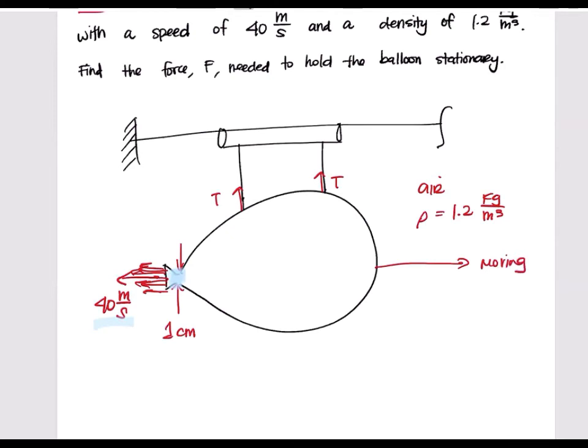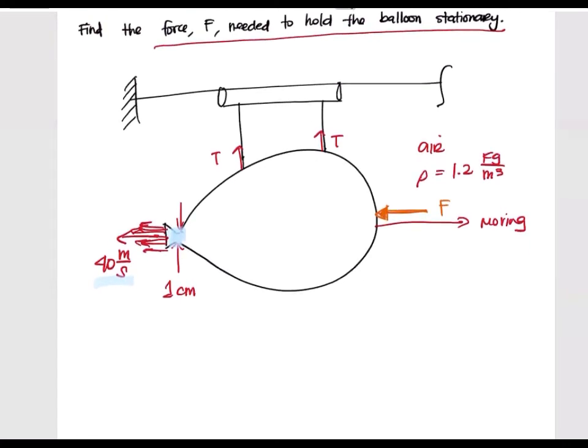So the question says, find the force needed to hold the balloon stationary. So logically, if the balloon's trying to move to the right, you need to have a force acting against the movement that is going to the left. Okay, does this make sense? And if you can't visually see it, because it's on paper, just make a guess. If your guess is wrong, that's okay. The answer will just come out negative.